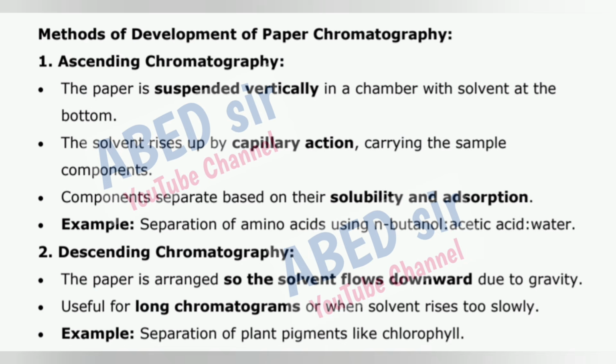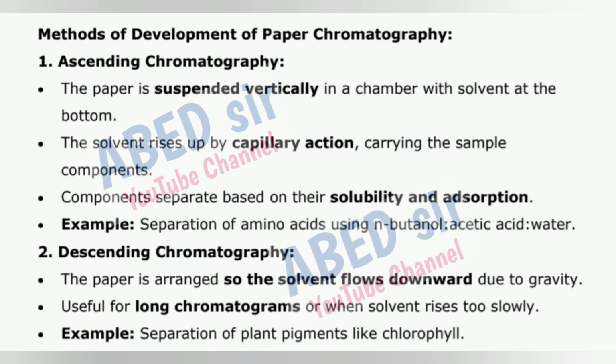Methods of development of paper chromatography. 1. Ascending chromatography. The paper is suspended vertically in a chamber with solvent at the bottom. The solvent rises up by capillary action, carrying the sample components. Components separate based on their solubility and adsorption. Example: separation of amino acids using N-butanol, acetic acid, water.